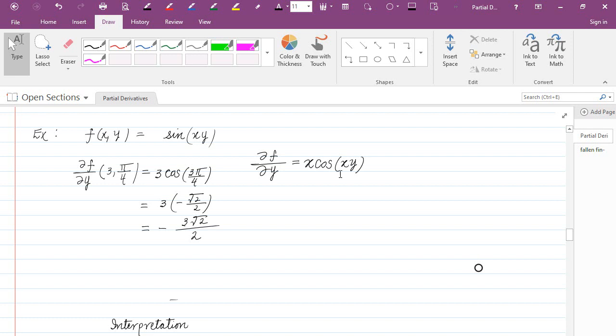cosine of x y multiplied by the derivative of x y with respect to y, and the derivative of x y with respect to y would be x, again thinking of x as a fixed constant. So we get x cosine of x y. Now we evaluate that at 3 comma pi over 4, so x is 3, y is pi over 4. So we get 3 times cosine 3 pi over 4, and that's the same as 3 times negative root 2 over 2, which is equal to negative 3 root 2 over 2 at the end.